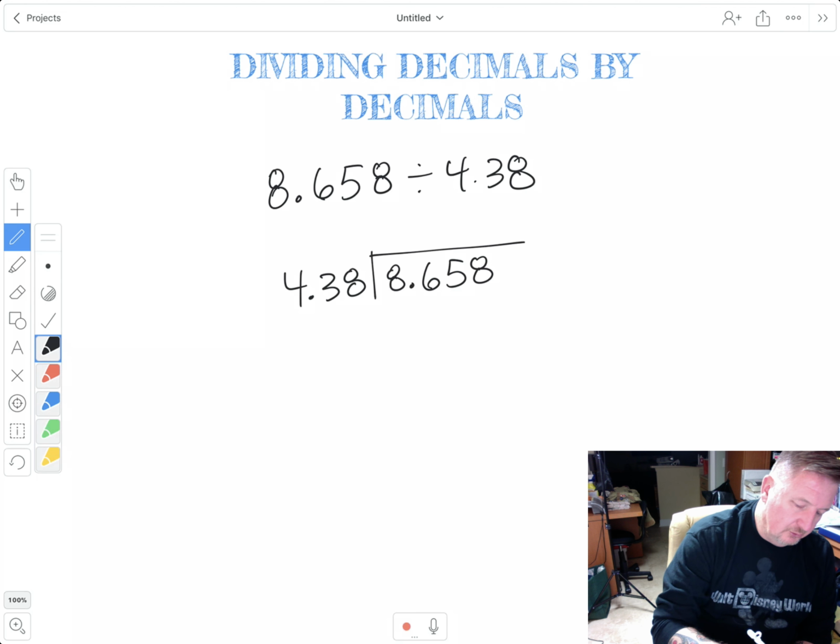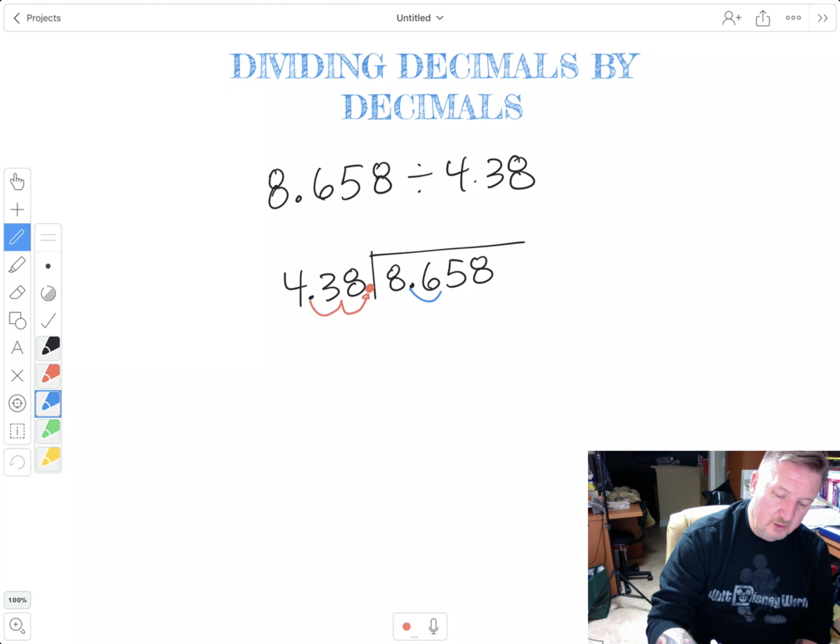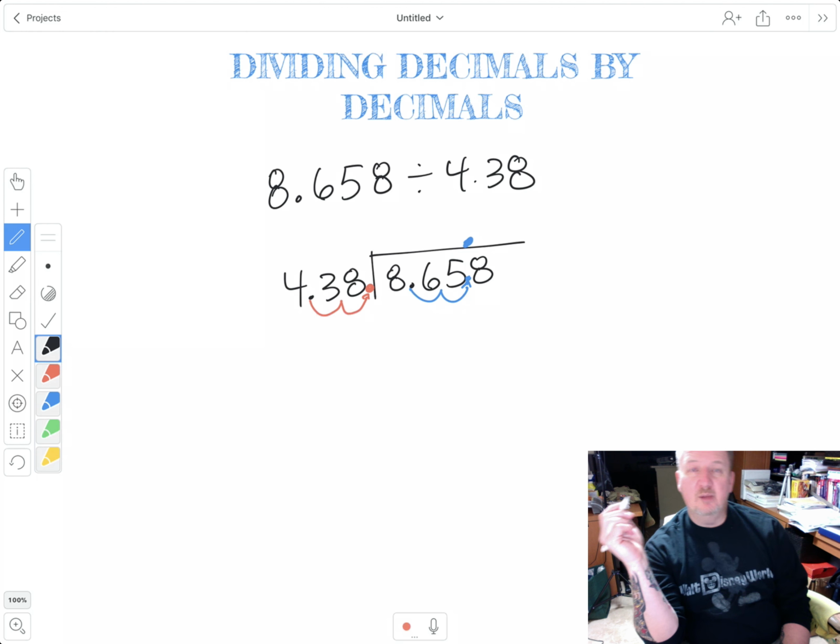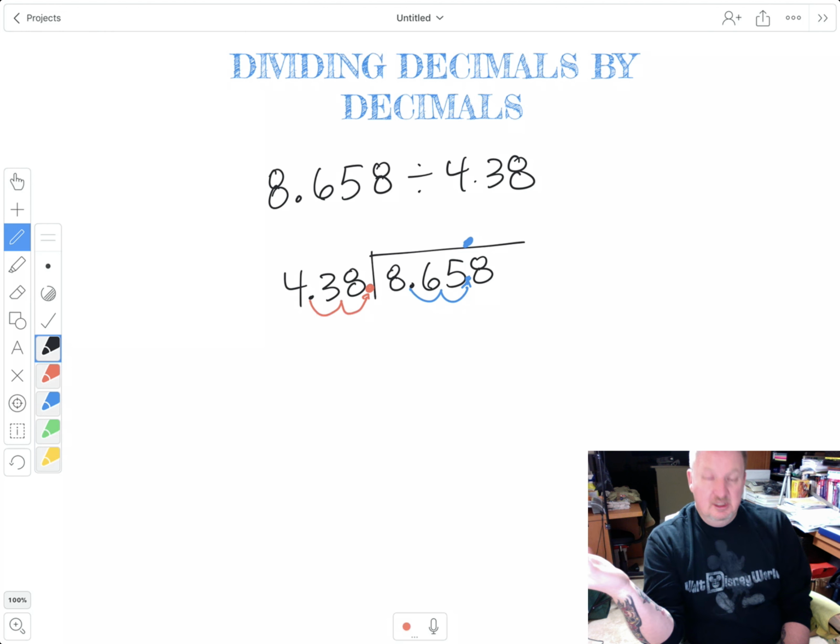First thing I want to do, move this decimal all the way to the right. I cannot divide by a decimal. So I move it one place, two places, and it's all the way to the right. So I do the same thing inside the house. I move it one place, two places. That's where the new decimal is, and that's where I put it above my number on top of the house. So now I just go ahead and divide.